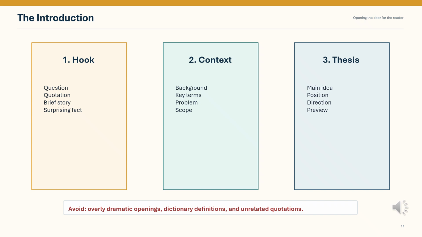One thing I have mentioned here is that we must try and avoid weak openings, such as things like dictionary definitions you may find, or maybe unrelated quotations, or maybe something that is overly dramatic statements. So the formula is very simple. You move from general context to a specific thesis. That's about it.